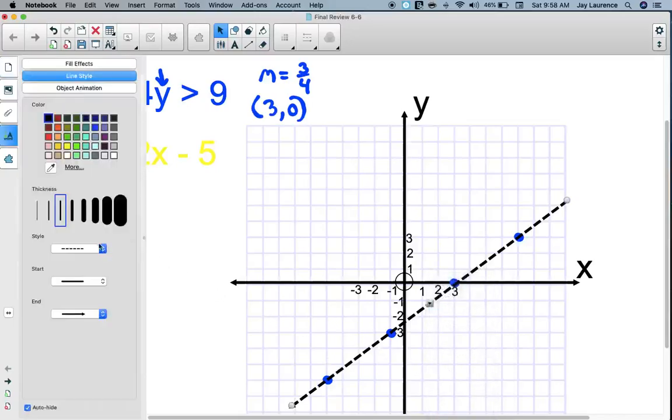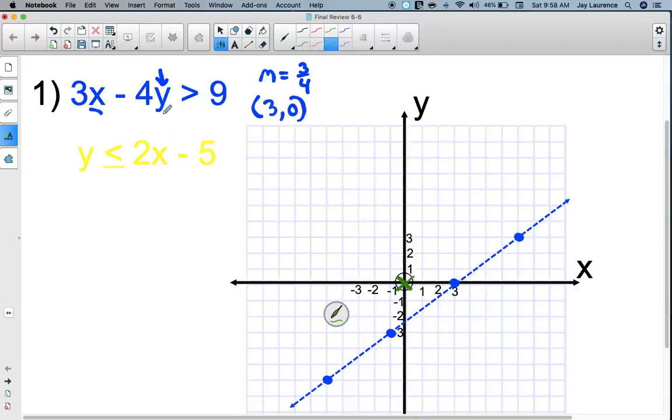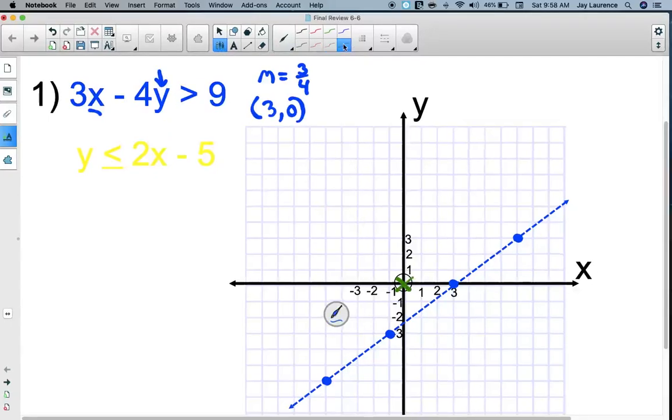Okay, so I wanted to make that blue, make that a little bit thinner, and it needs an arrowhead because it's got to go forever. Okay, now I want to use a test point. And you know Mr. Lawrence's favorite test point is the origin, as long as the line does not go through the origin. So for the blue inequality, I'm going to have 3x minus 4y greater than 9. Okay, and I'm going to plug the coordinate 0, 0 in to see if I get a true statement. So I'm going to get 0 minus 0, so that's 0, is greater than 9.